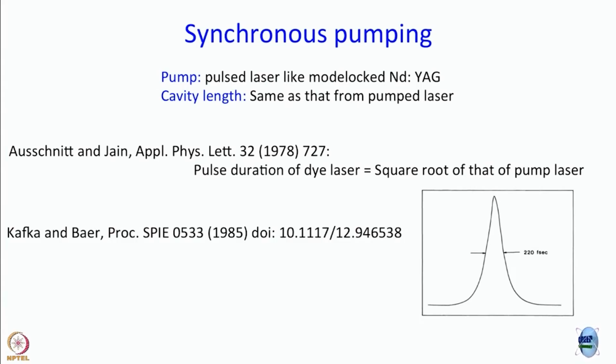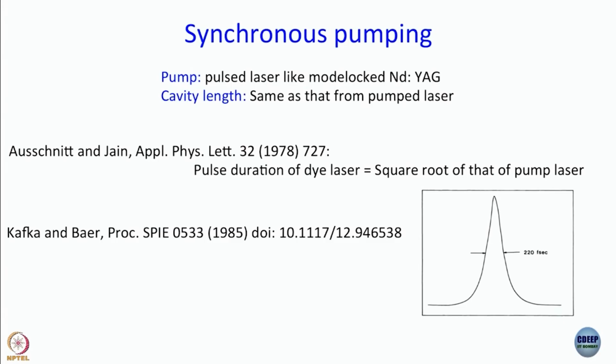Now, I should show you some result. This is the result. Kafka and Bayer, I think, were engineers working in Spectra-Physics, if I remember correctly. And this is what they produced: a pulsed Nd:YAG pumped, synchronously pumped, rhodamine 6G laser. What is the full width at half maximum that you read here? 220 femtosecond. So, if your pump laser itself has a short enough pulse width, then you can actually go down to 220 femtosecond just by synchronous pumping. That is how good it is.